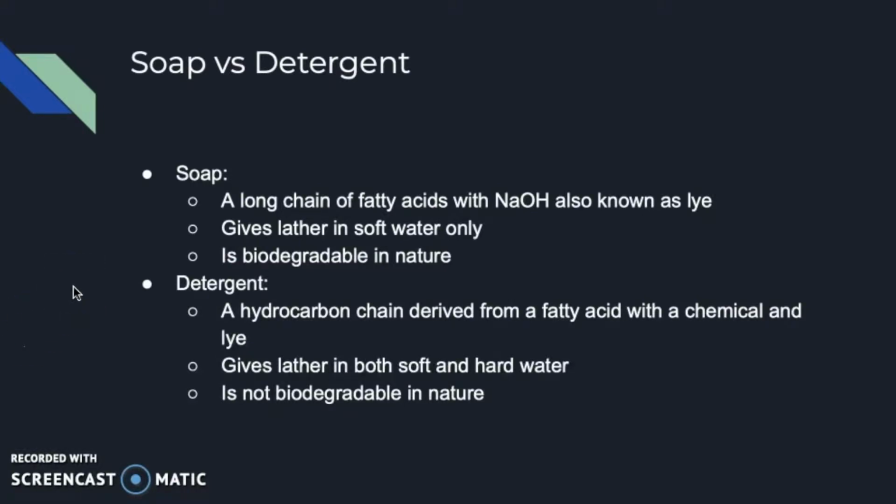Okay, so there's some differences between soap and detergent. Soap is a long chain of fatty acids with NaOH, also known as lye. It gives a lather in soft water only, and we'll tell you the difference between those two in the next slide. It's biodegradable in nature, whereas detergent is a hydrocarbon chain derived from a fatty acid with a chemical and a lye. It gives lather in both soft and hard water, and it is not biodegradable in nature.